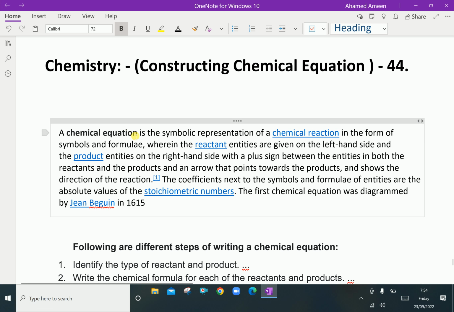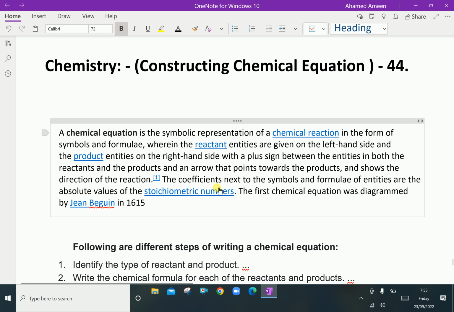A chemical equation is the symbolic representation of a chemical reaction in the form of symbols and formulae, where the reactant entities are given on the left hand side and the product entities on the right hand side, with a plus sign between the entities in both the reactants and the products, and an arrow that points towards the product and shows the direction of the reaction.